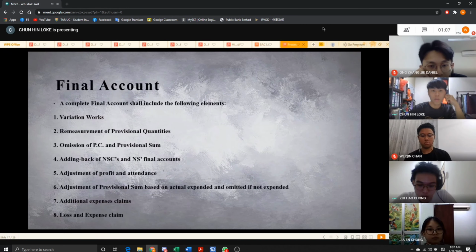Next. The complete final account should include variation work, remeasurement of provisional quantity, omission of PC and provisional sum, adding back of nominated subcontractor and supplier final accounts, adjustment of profit and attendance, adjustment of provisional sum based on actual expenditure and omitted if not expended, additional expenses, claims, and the loss and expense claim.